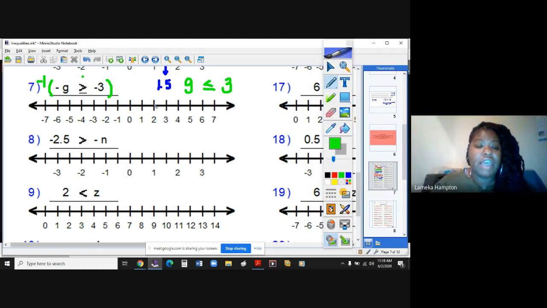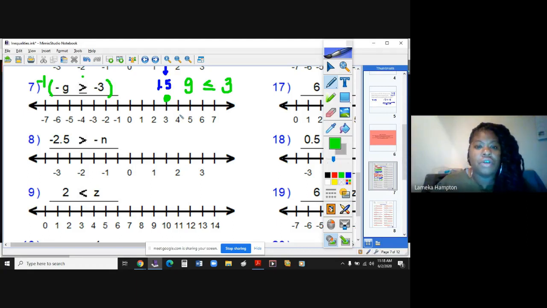I have a shaded circle over 3. The reason why I have a shaded circle over 3 is simply because 3 is equal to 3. Remember, the line under the inequality sign denotes equal. So when I put 3 in place of g, the inequality will read as 3 is less than or equal to 3, and 3 is equal to 3. So therefore, 3 would be a solution for this particular inequality.